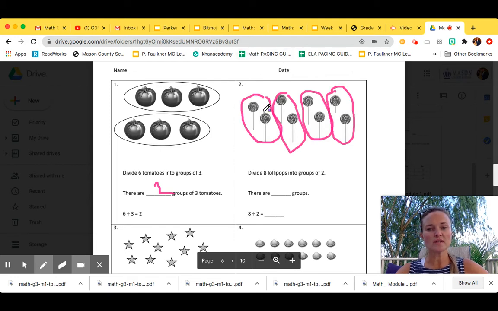So how many groups did we get? We have 1, 2, 3, 4. So there are 4 groups and 8, which is the total lollipops, divided by 2. The number in each group is 4. Okay, so 8 divided by 2 equals 4.